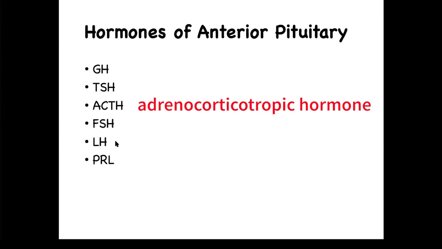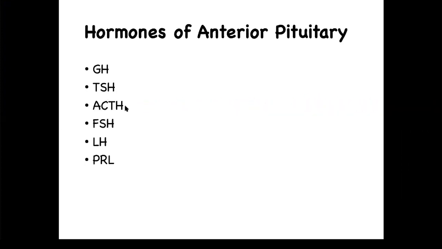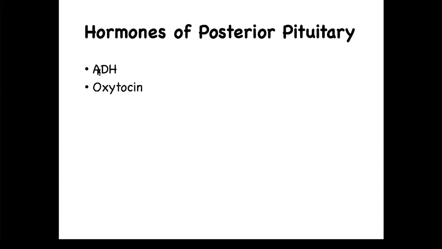These four hormones are tropic hormones. TSH goes to the thyroid gland, ACTH goes to the adrenal cortex, FSH and LH go to the gonads. Recall that prolactin goes to the breast and growth hormone goes to many of your body cells. Posterior pituitary hormones include ADH, which goes to your kidneys, and oxytocin, which goes to the smooth muscle in the uterus as well as to your breast.